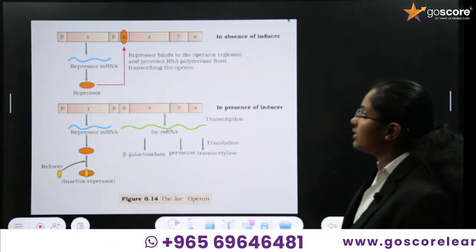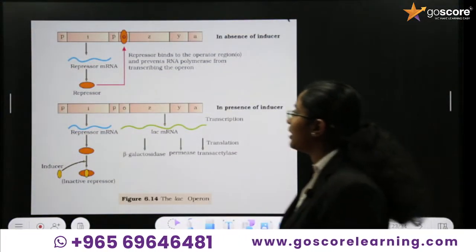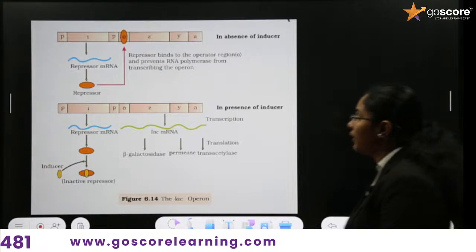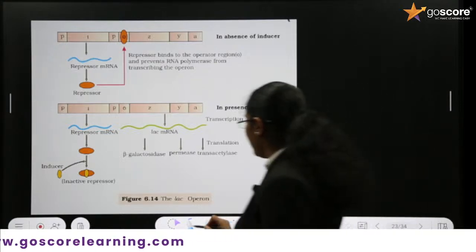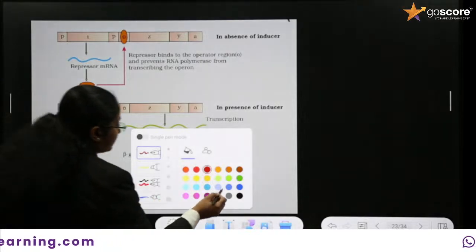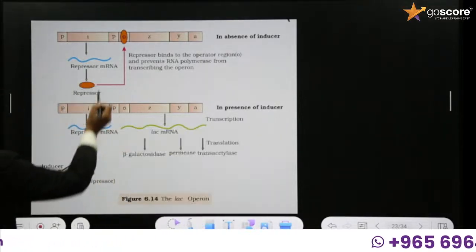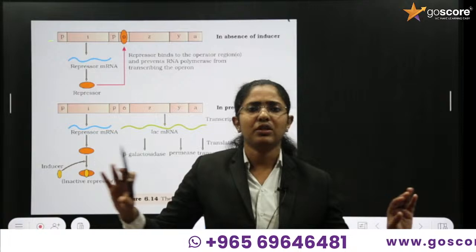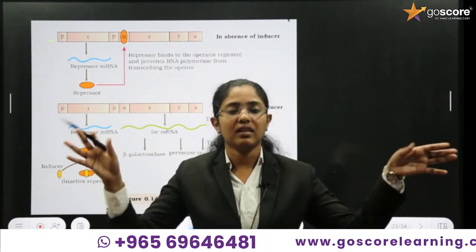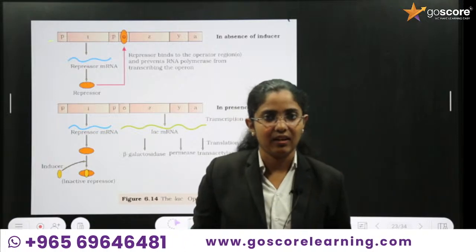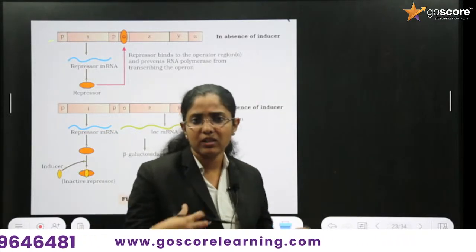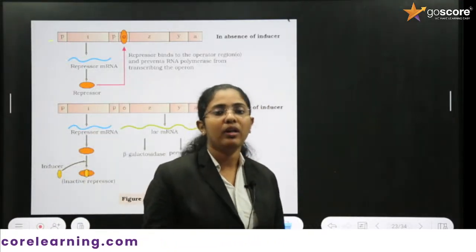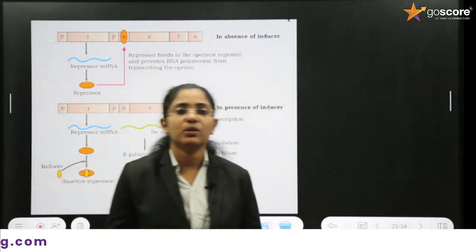Here you can find the promoter region and the structural genes. Let's discuss the structure of the lac operon. This is the promoter site. We have already learned in transcription that the transcription unit consists of the promoter site and the terminator site, with structural genes in between. When the polymerase enzyme binds to the promoter site and moves, the mRNA for the structural genes is synthesized.